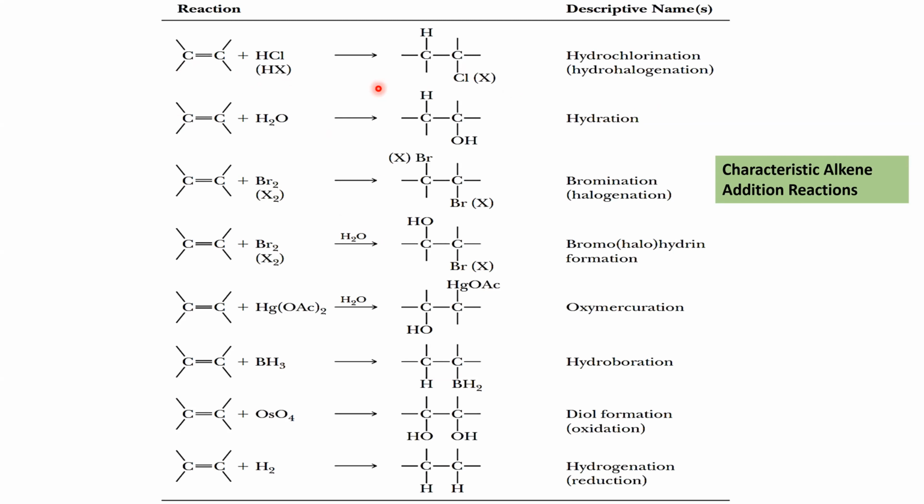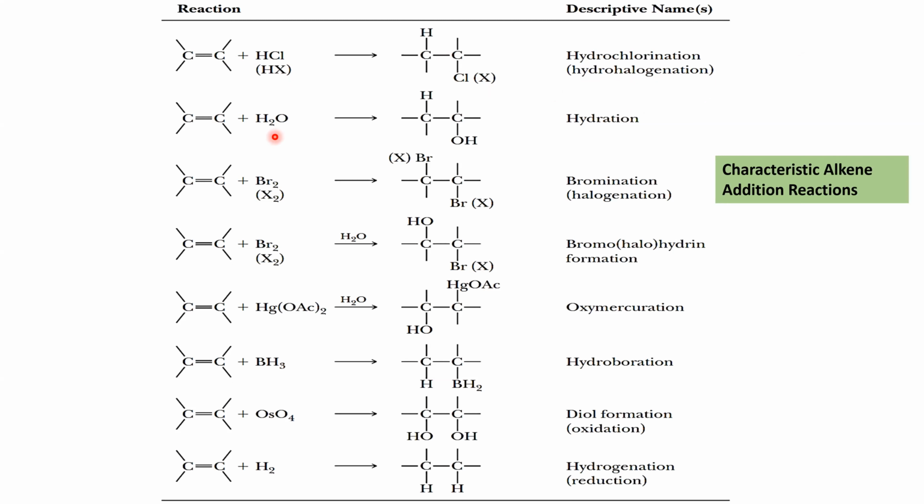So the first reaction is hydrohalogenation, meaning the hydrogen is also added along with the halogen. So this is called hydrohalogenation. In this case, you will get the halide product, the haloalkanes as a class.